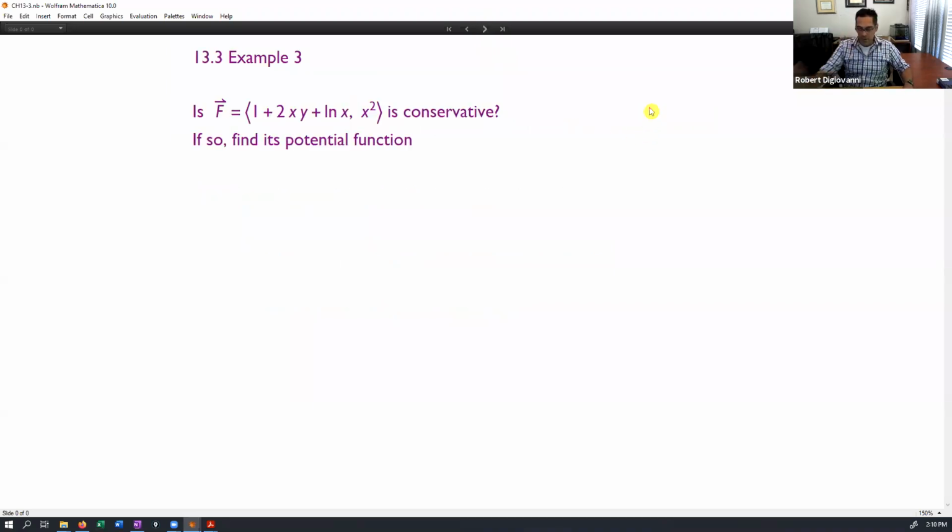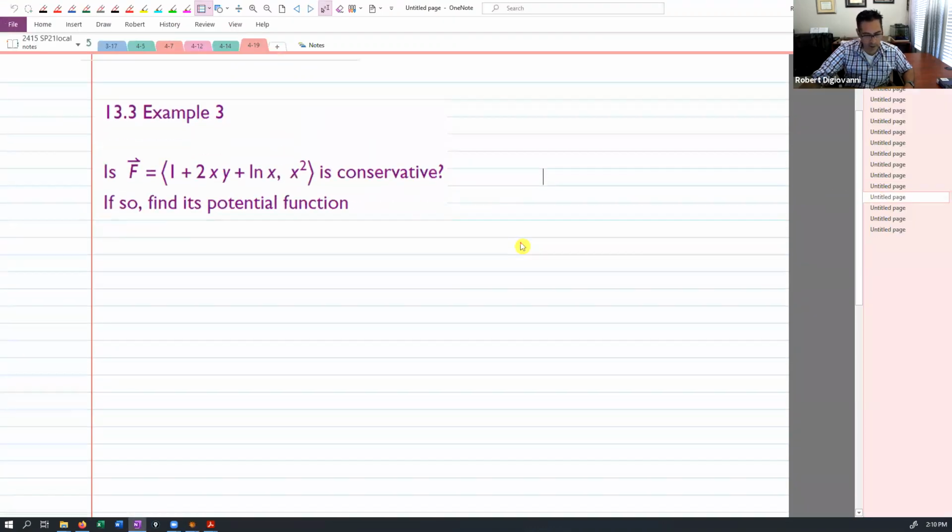So here, this is a good example. We'll go to this here. Here we go. First question, is it conservative? Check for yourself. What do you need to check? Is the partial of p with respect to y equal to the partial of q with respect to x? That's the question, right? This is p. P is this guy right here. And q is this one. Check that for yourself real quick.